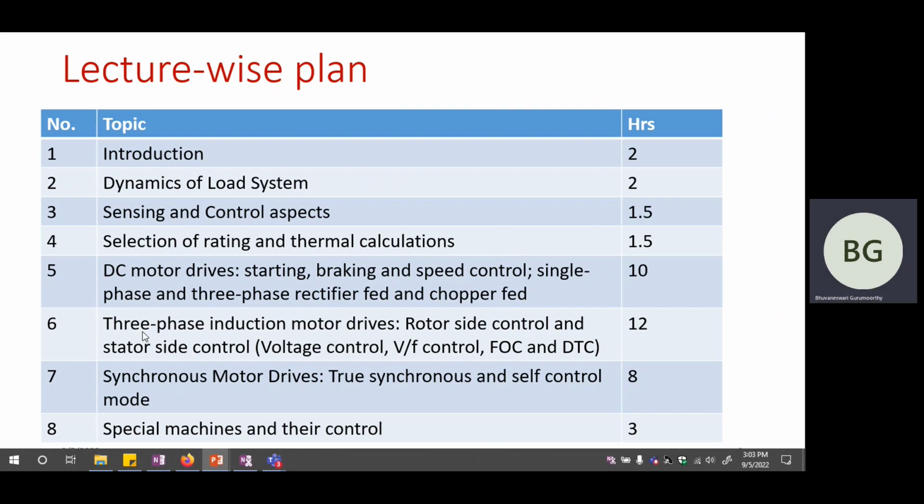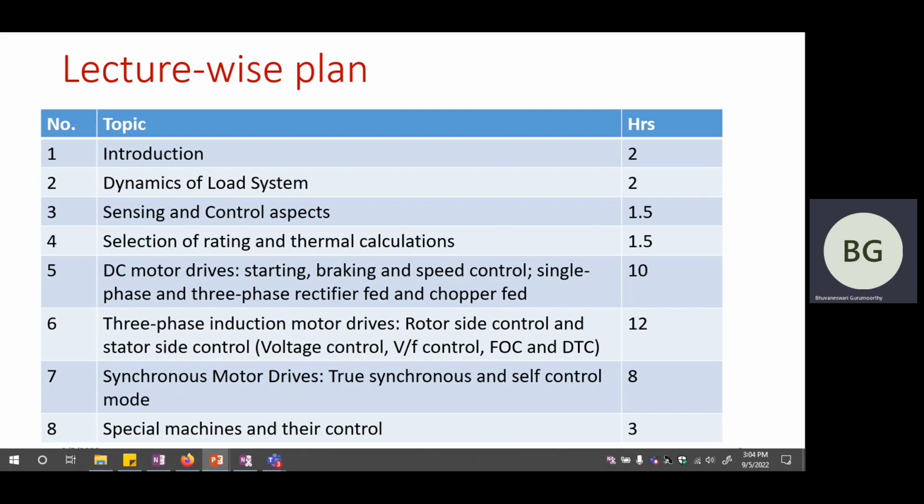In topic number 6, primarily we are going to concentrate on induction motor drive. The induction motor drive can be classified as cage induction motor and wound rotor induction motor. We would be primarily concentrating on the cage induction motor, but we'll be devoting very little time to rotor side control in a wound rotor induction motor. But in stator side control, we are going to concentrate on voltage control, and voltage and frequency control.